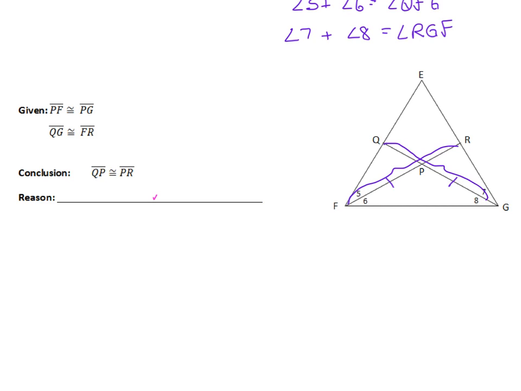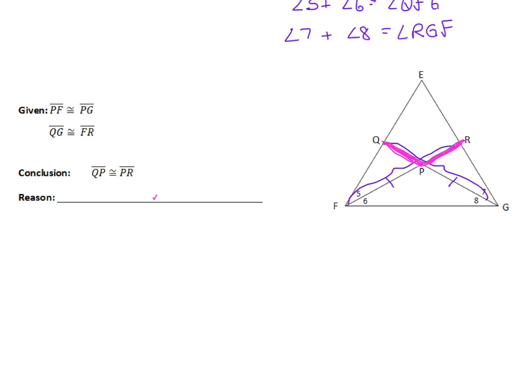All right, so we see what's going on. We've got these that are congruent to each other. We've got the big ones that are congruent to each other. So someone went ahead and looked at that information and concluded that QP, which is right here, is congruent to PR.